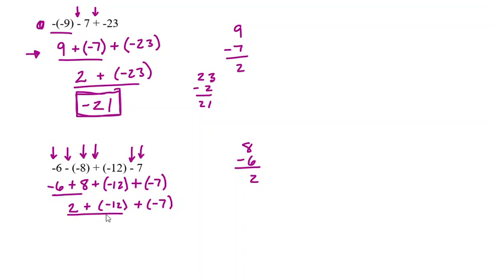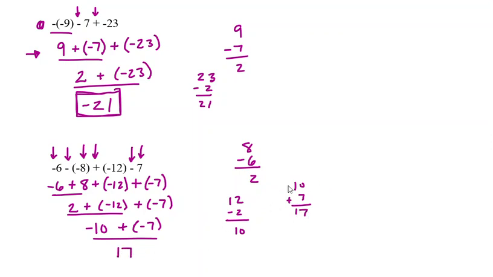Okay, 2 plus negative 12, going in order from left to right. One's positive, one's negative, so I'm going to subtract the weaker number from the stronger number. 12 minus 2 is 10. And the stronger number was negative, so it's negative 10. Okay, last one. Negative 10 plus negative 7. The signs are the same, so this time I'm going to add. 17.